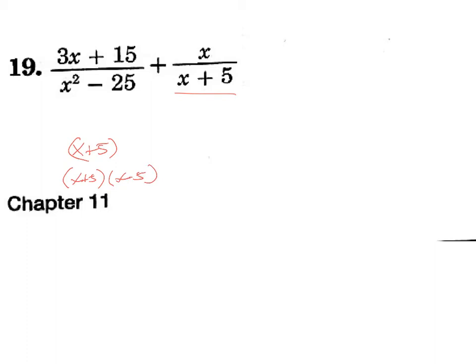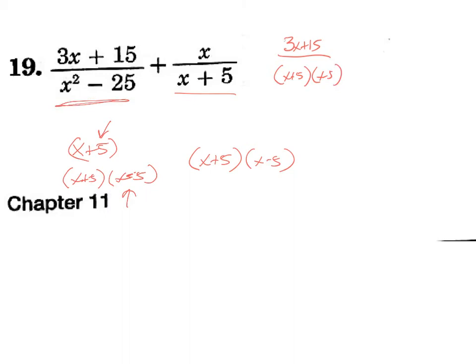And so notice how we have to use each piece the number of times it shows up. Well, x plus 5 shows up once in each, and then x minus 5 shows up. So our common denominator has to be x plus 5 times x minus 5. Okay, so let's fix each piece now, okay? Notice we have 3x plus 15. And remember, this was already over x plus 5, x minus 5, right?